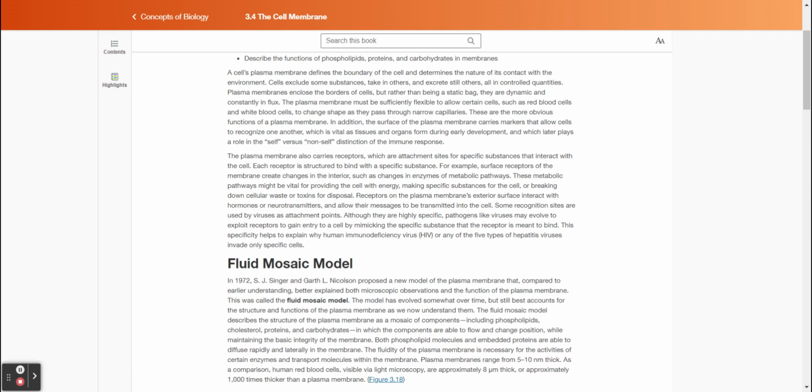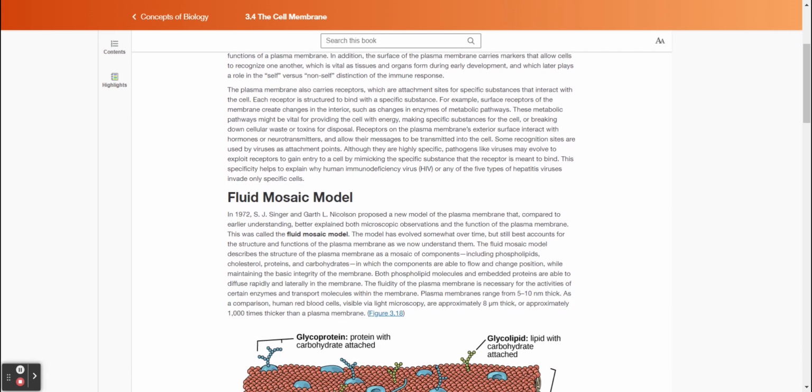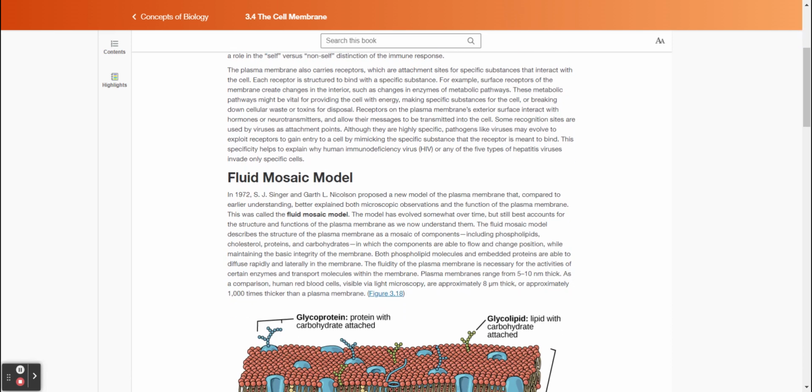These are the more obvious functions of a plasma membrane. In addition, the surface of the plasma membrane carries markers that allow cells to recognize one another, which is vital as tissues and organs form during development, and which later plays a role in the self versus non-self distinction of the immune system. The plasma membrane also carries receptors, which are attachment sites for specific substances that interact with the cell. Each receptor is structured to bind with a specific substance.